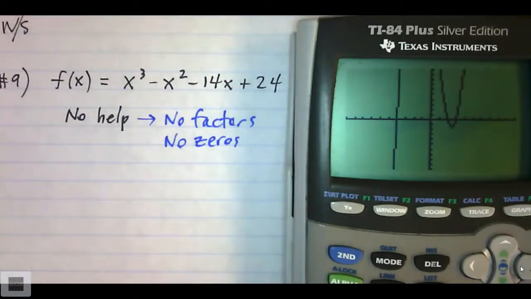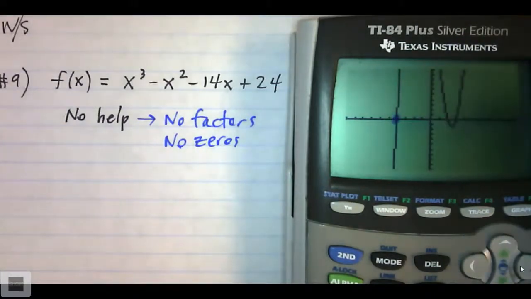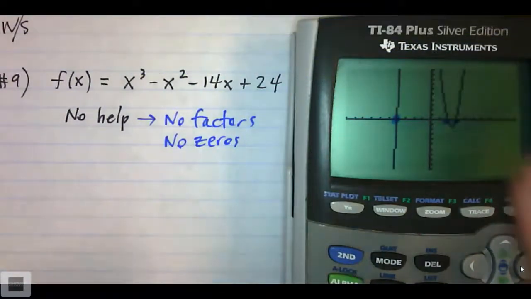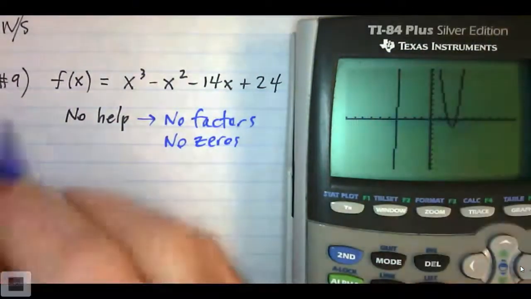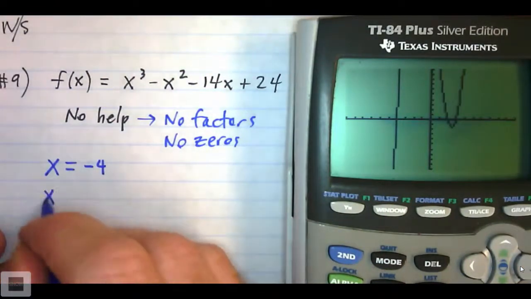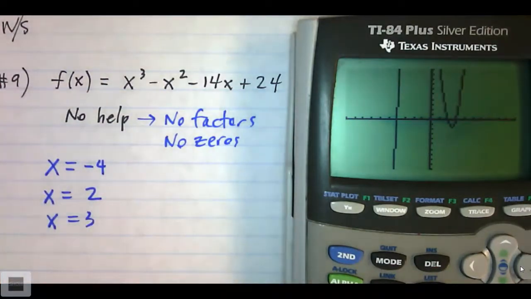Now, we get lucky in number 9 because it looks like it crosses perfectly right here at -4. It looks like it crosses perfectly at 2. Looks like it crosses perfectly at 3. That would be my 3 solutions because my degree is a 3. But let me just verify. I think it's x equals -4, I think it's x equals 2, and I think it's x equals 3 because the directions do say to find all the roots. But when I type this in, it looks like those are good.